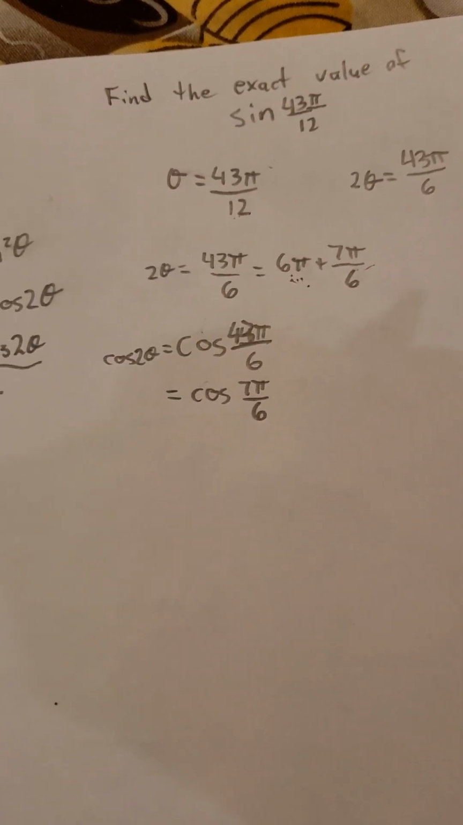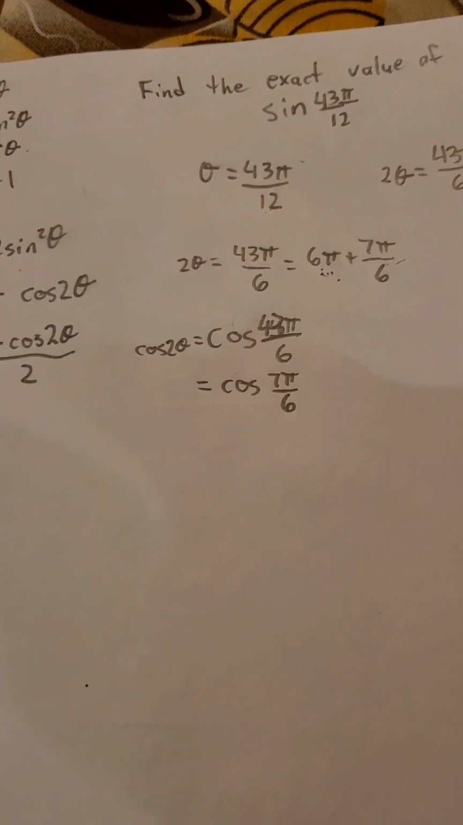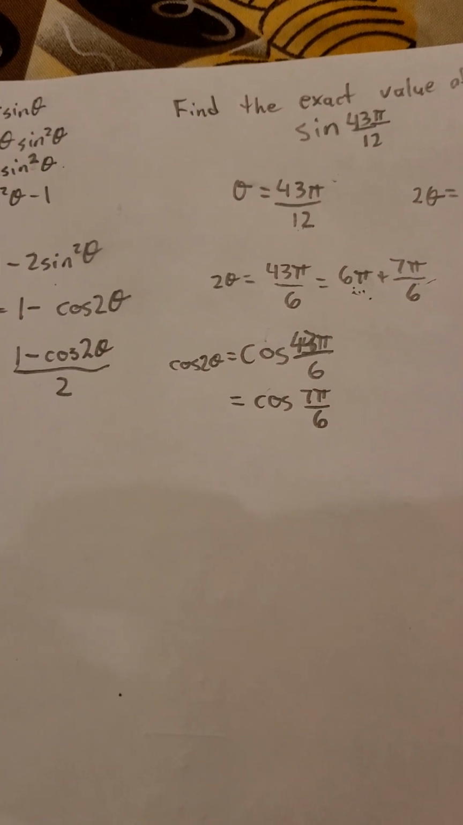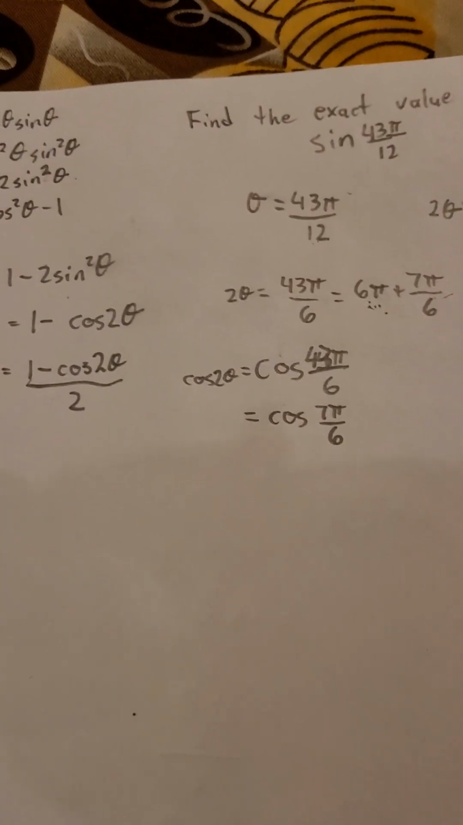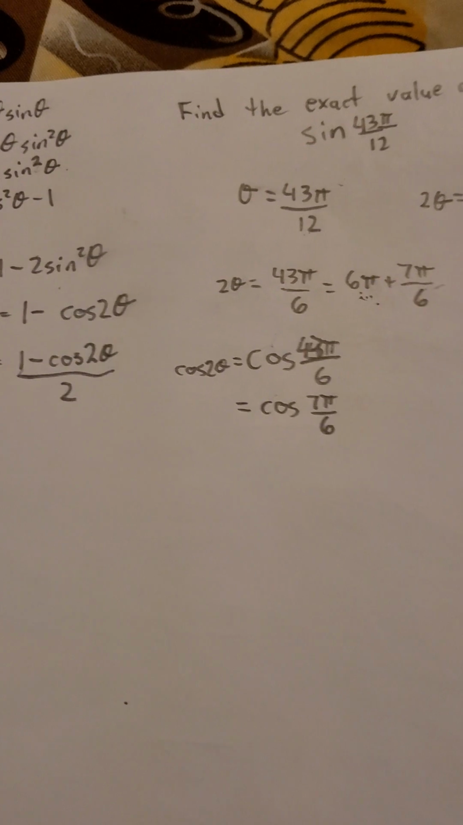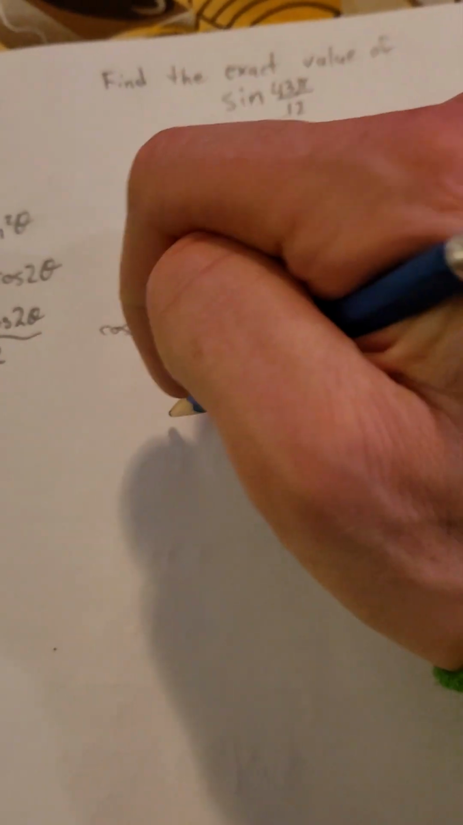We can go to our unit circle for this. This is in the third quadrant. It's 1/6 into the third quadrant. We could just say this is the negative of cos pi over 6, or we can just look at the unit circle and say this is negative root 3 over 2.